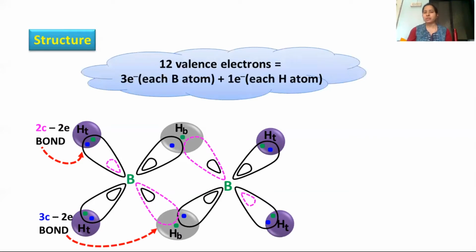You can write down dimer of BH3, and you can write down this structure. What we see is we have a total of 12 valence electrons. If you count 2, 4, 6, 8, 10, and 12. So we have 12 valence electrons: 3 from each boron, means 3 plus 3, 6, and 1 from each hydrogen, and we have a total of 6 hydrogen. So we get 12 valence electrons.